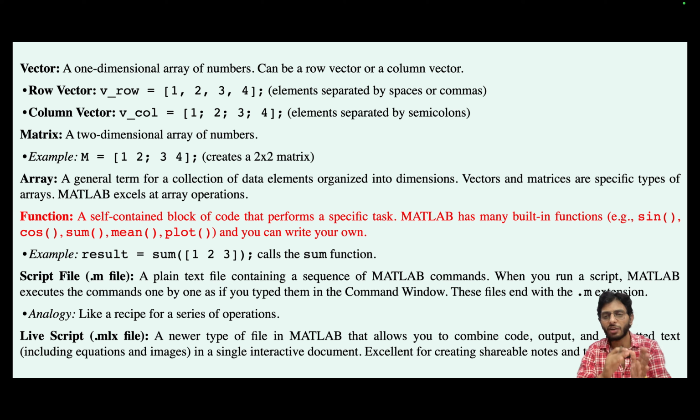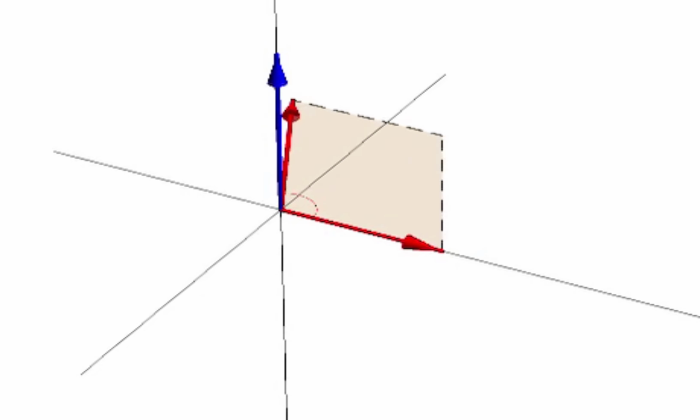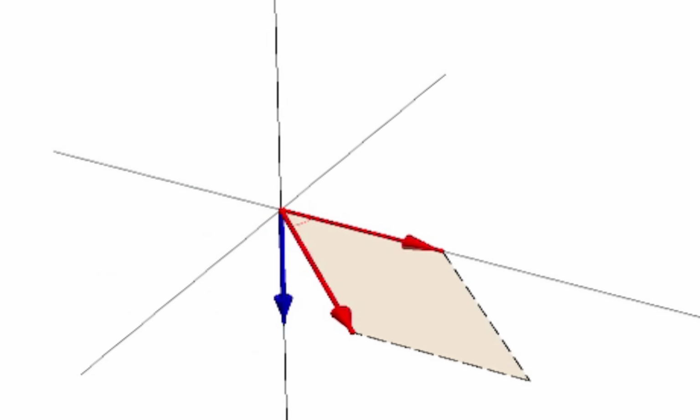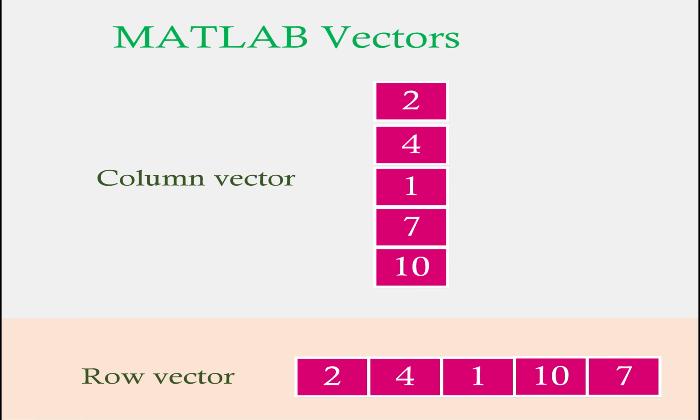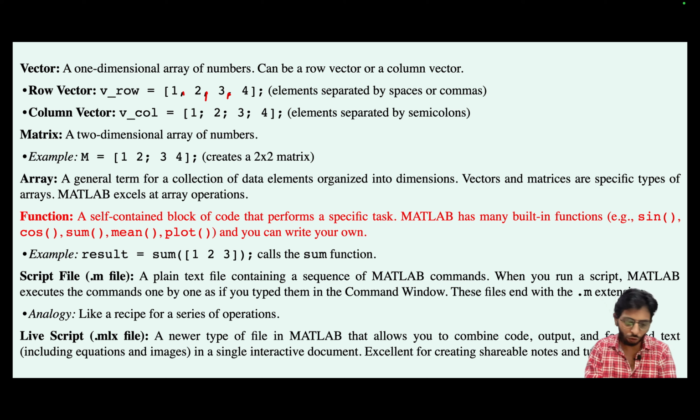Now, vector. What are vectors? Vectors are something that have direction and magnitude, or simply we can say that vectors are a collection of numbers. A vector can be in the form of a row. A row vector must be created with the help of commas or simply spaces. A column vector must be created with the help of semicolons.